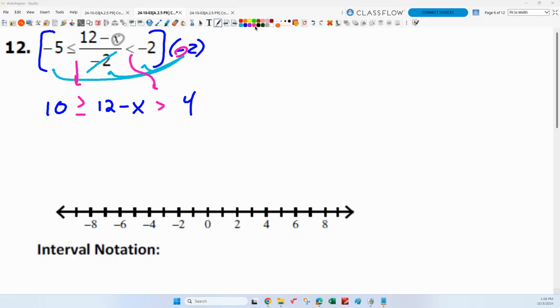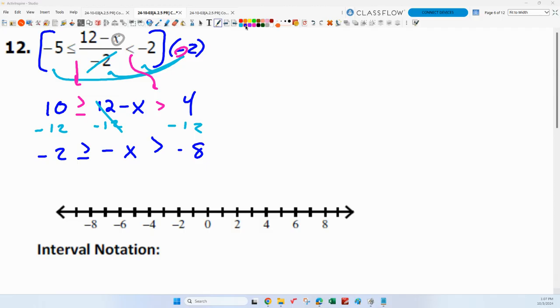What's next here? What do you think, Omar? What am I doing next? Got to get that x by itself. Yeah. Subtract 12. There you go. So those guys cancel. Good. 10 minus 12 is -2. I get a negative x in the middle. 4 minus 12 is -8.